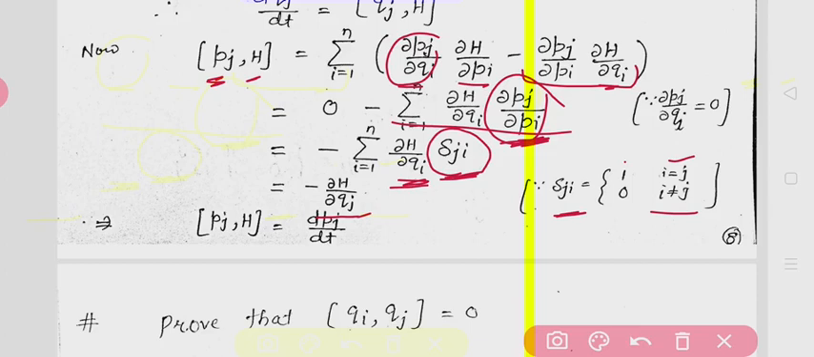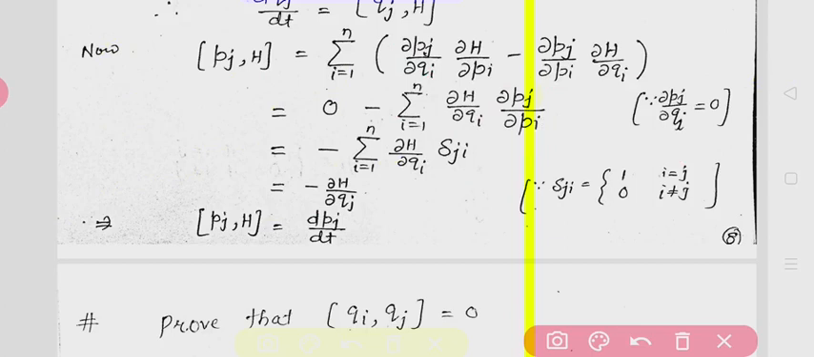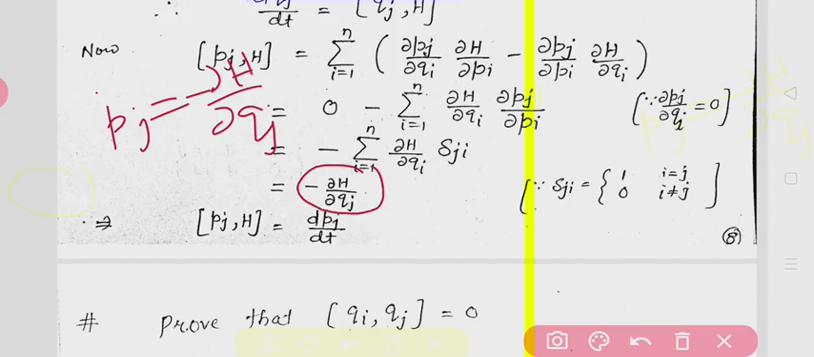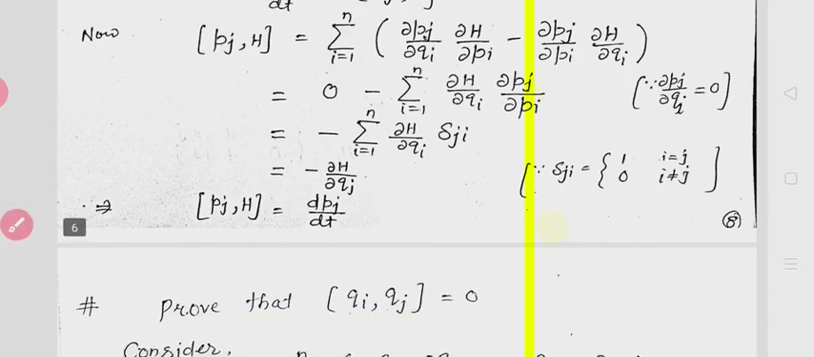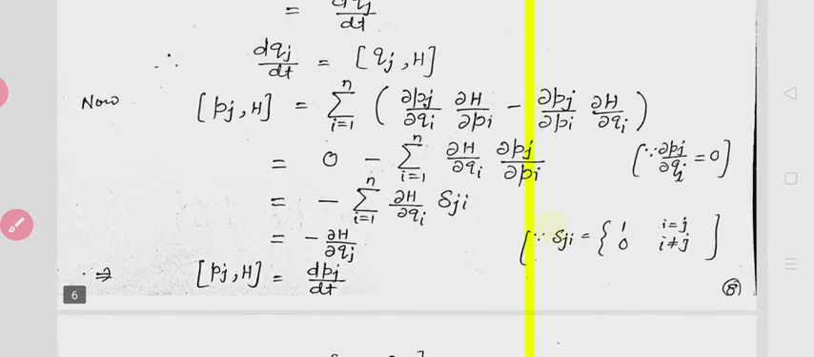But again, using the Hamilton equations, you know what that was? pj dot was equal to minus of curl h over curl qj. So this is minus curl h over curl qj, that will be equal to pj dot. pj dot means dpj over dt. So we got the equation: pj dot is equal to the Poisson bracket of pj and h. So here we got the Hamilton equation in terms of Poisson bracket.